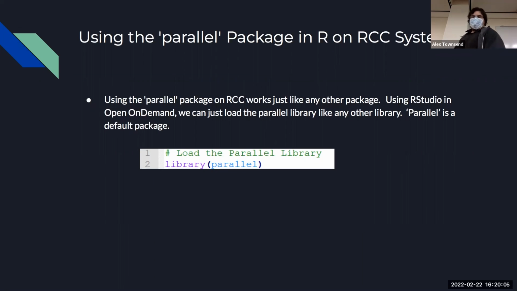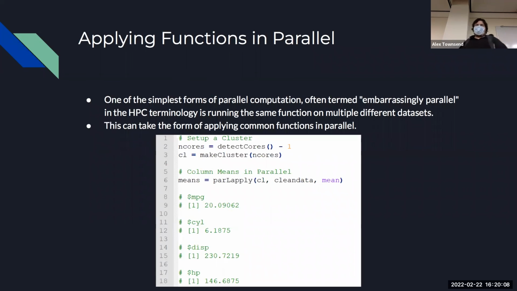And the first thing you need to do with the parallel library is something called making a cluster. This basically means R needs to know how many CPUs it's got access to. You can do that by typing nCores equals detectCores. Another thing I should mention is that equals and the backwards arrow are the same thing in R. So you can do nCores equals detectCores, open parentheses, close parentheses, -1.